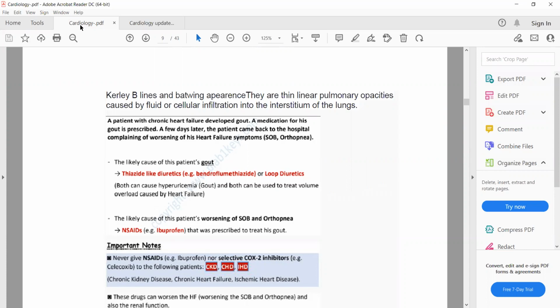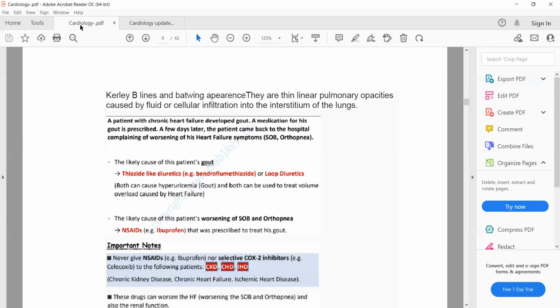Now there's another scenario. Remember that NSAIDs decrease GFR, and a decreased GFR leads to activation of the renin-angiotensin system. So use of NSAIDs can lead to worsening of signs and symptoms of chronic heart failure, because in chronic heart failure the renin-angiotensin-aldosterone system is already activated, and it is causing fluid overload.